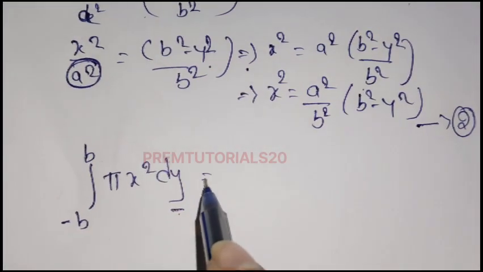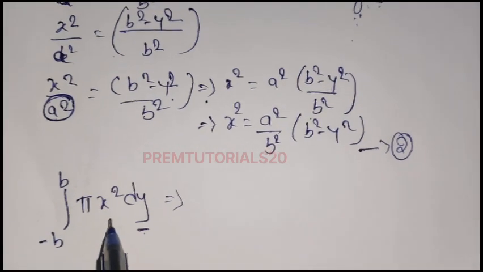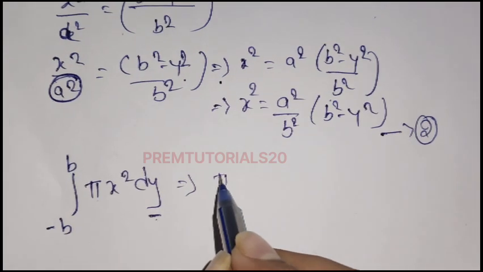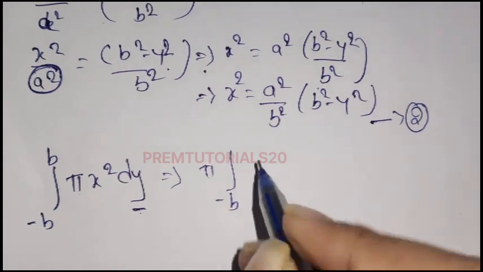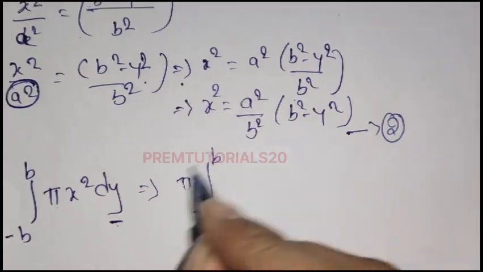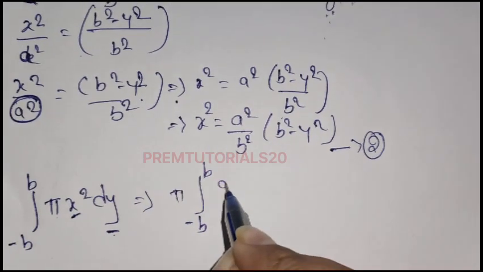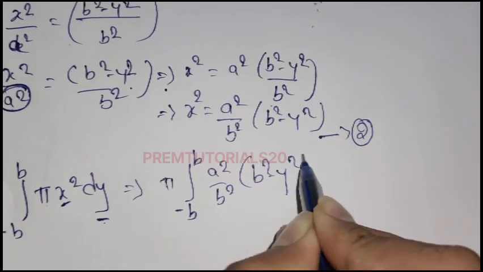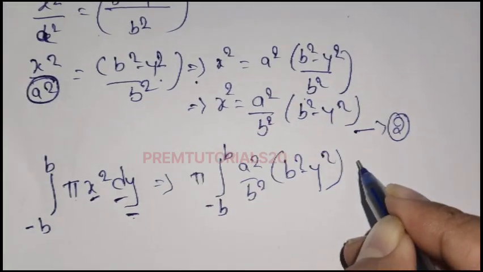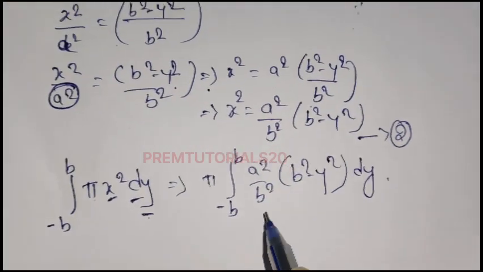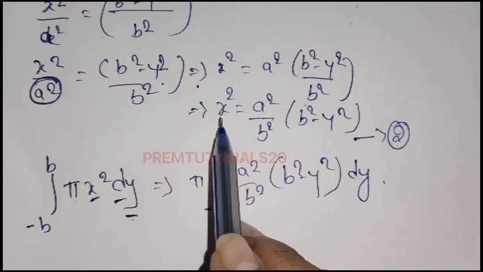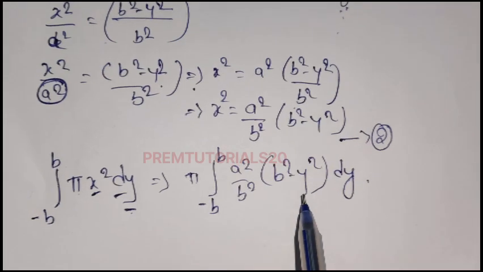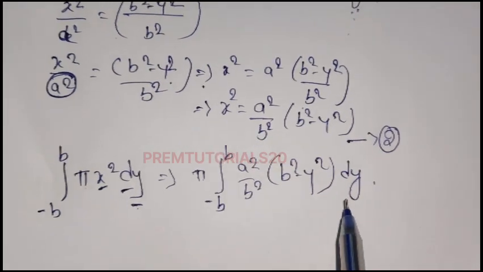That means we already know the value of x square. Pi is a constant term, so we write it outside, with limits minus b to plus b. What is the value of x square here? a square by b square into b square minus y square into dy. After substituting the value of x square, we get a square by b square into b square minus y square whole dy.